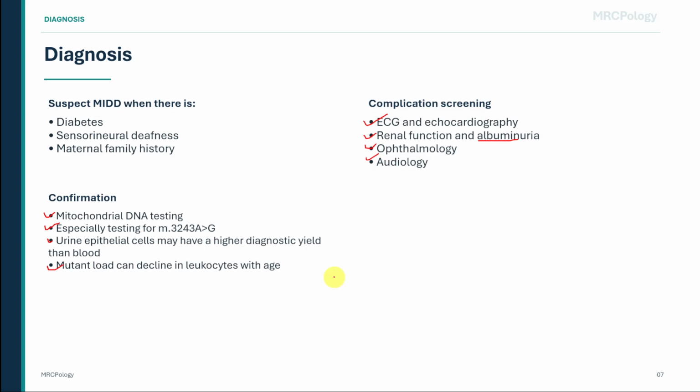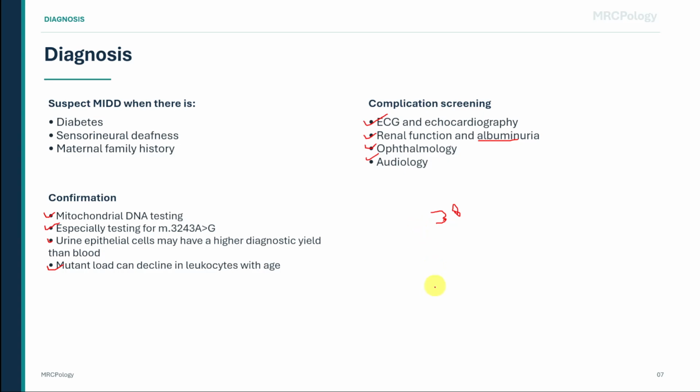A non-obese 38-year-old patient has diabetes, progressive bilateral sensorineural hearing loss, and a mother with the same combination. Blood testing for the m.3243A>G mutation is negative. What is the next diagnostic consideration and why? The answer is to consider testing urine epithelial cells, because the mutant mitochondrial load may decline in blood leukocytes with age, while urine epithelial cells may retain a higher diagnostic yield.